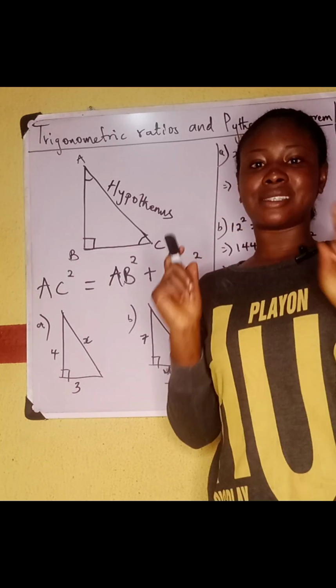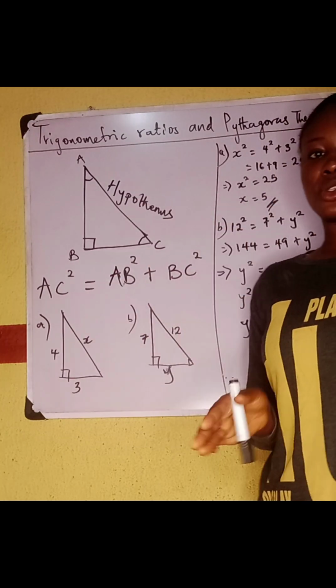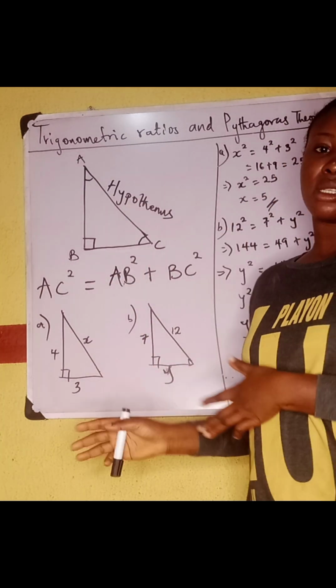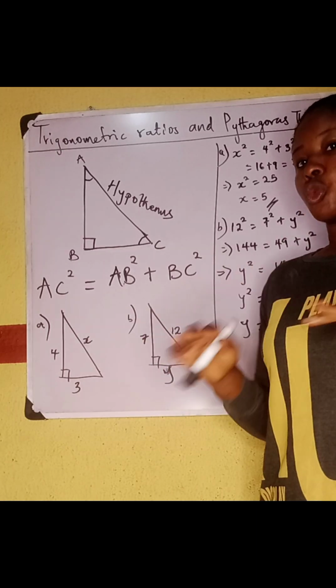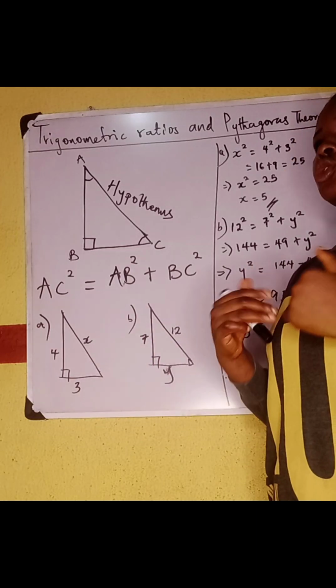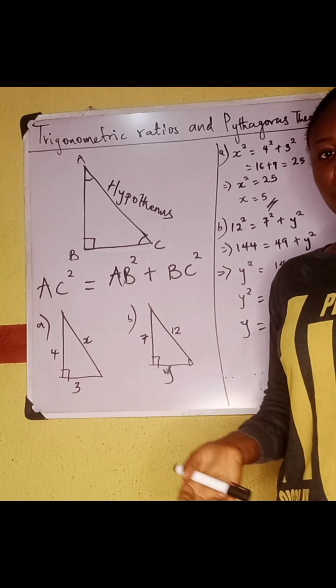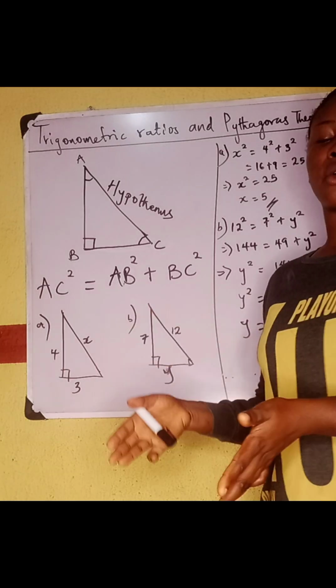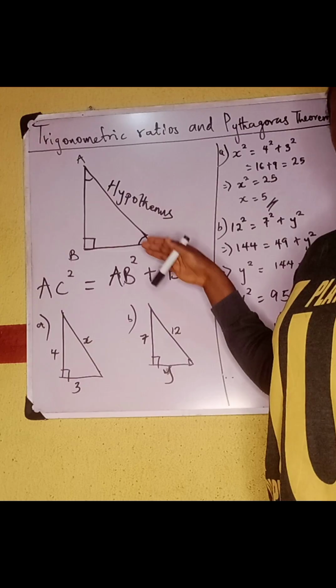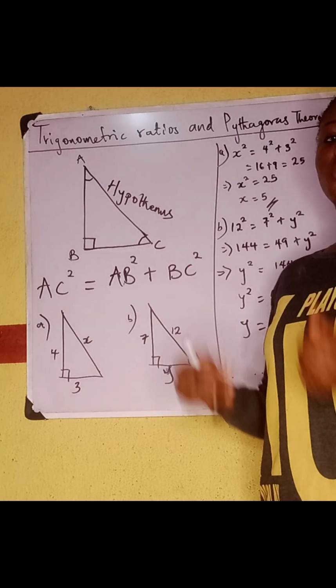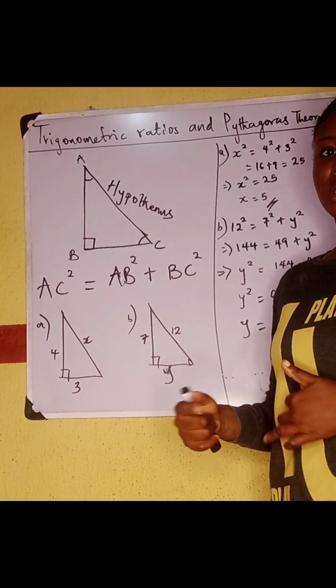Remember, the most important thing is that we use Pythagoras theorem when we are looking for a missing side. If you know two sides and you're looking for one more side, no matter where the side is, we use Pythagoras theorem. And what does Pythagoras theorem state? It states that the square of the hypotenuse, which is the longest, slanted side, is equal to the sum of the squares of the other two sides.